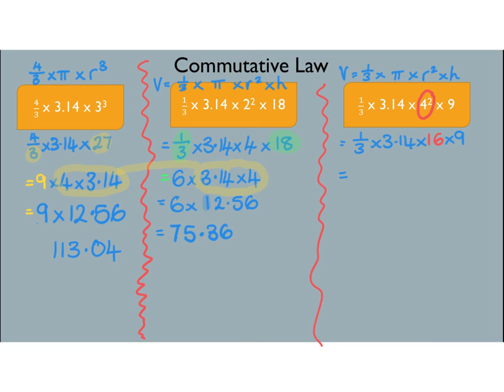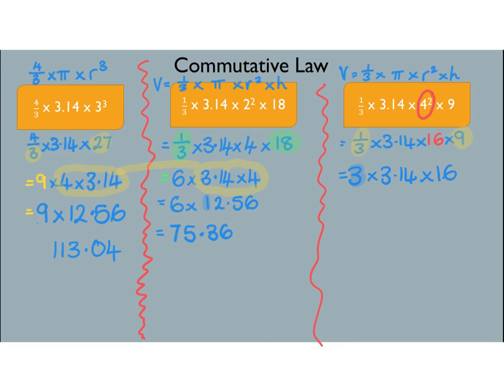So let's have a think again. 1/3 of 3.14, nope, not doing it. 1/3 of 16, nope, because 16 is not in the 3 times table, but 9 is. Remember, 1/3 times 9 is the same as 1/3 of 9. 1/3 of 9 means 9 divided by 3. 9 shared by 3 is 3. Oops, wrong pen. 3 times 3.14 times the 16.